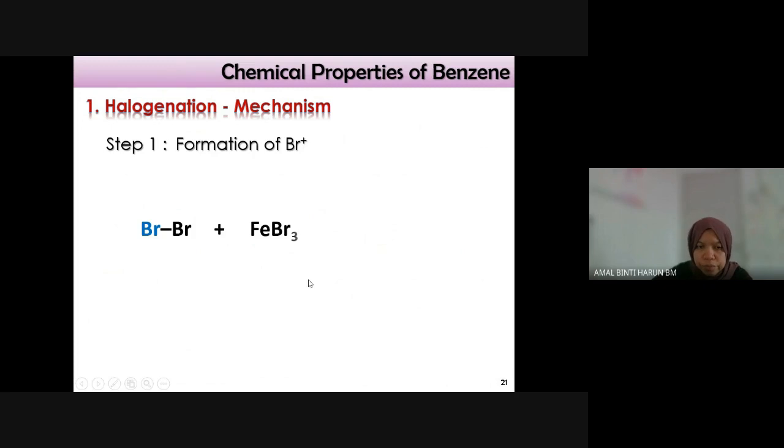Number one, the Lewis acid comes and polarizes the bromine, Br2. Br2 is non-polar. So when this Br2 is close to the FeBr3, the Lewis acid ni, so dia akan polarize. Okay, so bila dia polarize, dia akan menjadi Br minus dan join FeBr3. So dia jadilah FeBr4 minus. The Br left here as Br plus. So this Br2 breaks a bond.